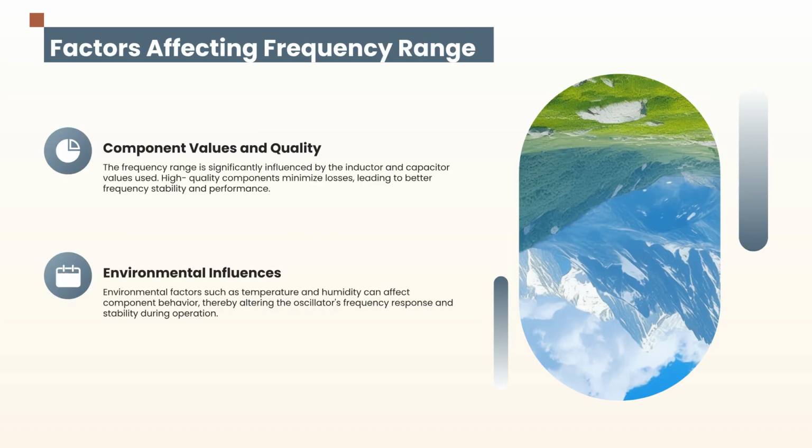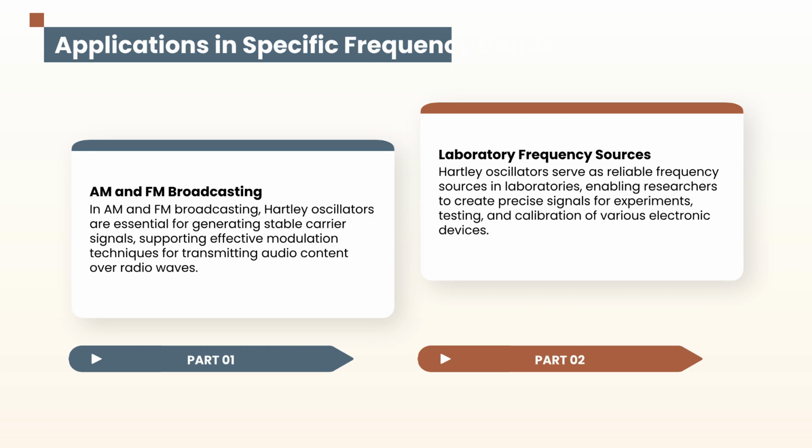The frequency range is influenced by the values and quality of inductors and capacitors. Environmental factors like temperature and humidity can also affect the oscillator's frequency response and stability. Specific frequency band applications include AM and FM broadcasting for generating stable carrier signals. They also serve as reliable frequency sources in laboratories for experiments and calibration.